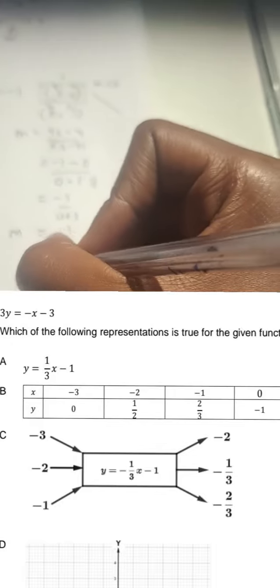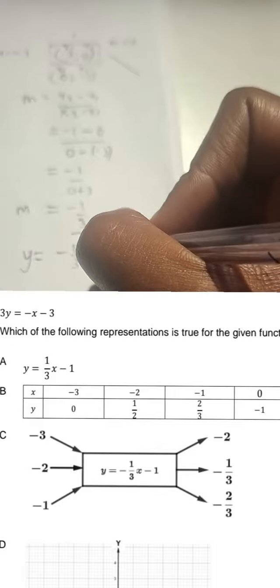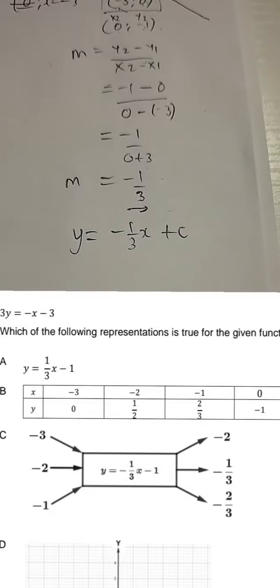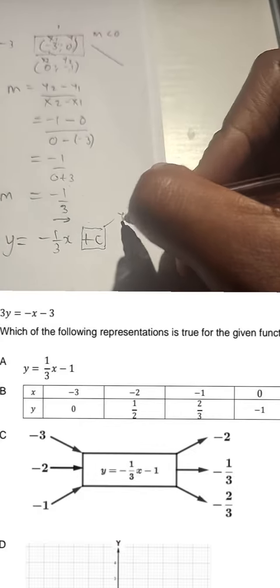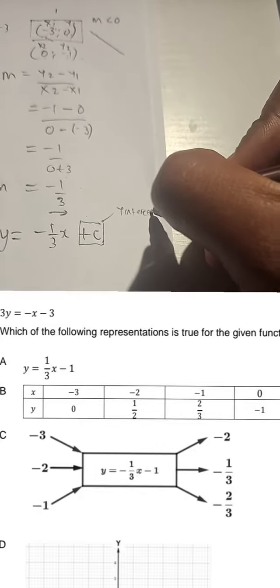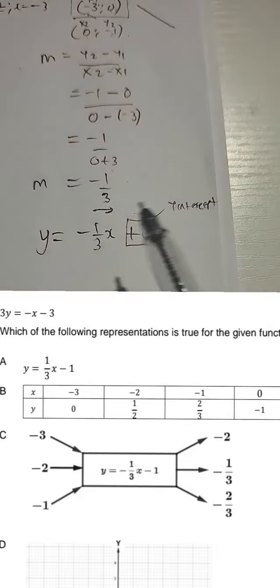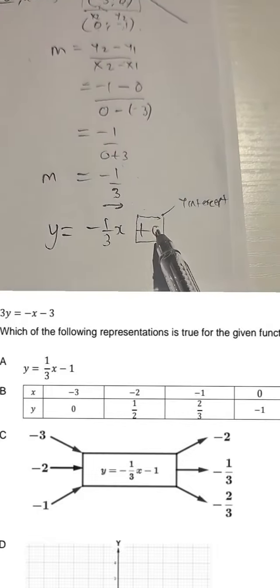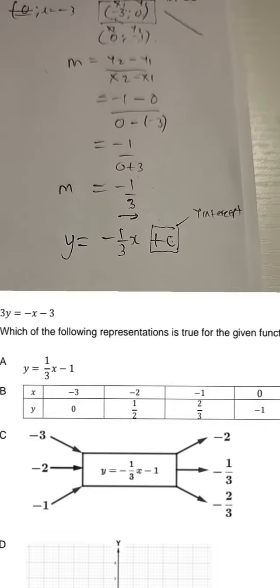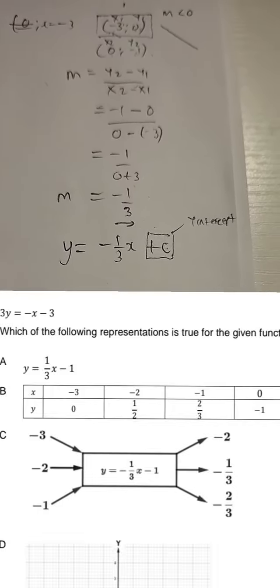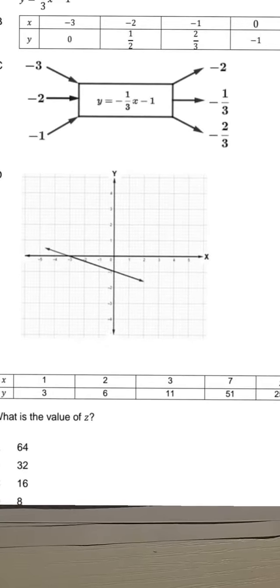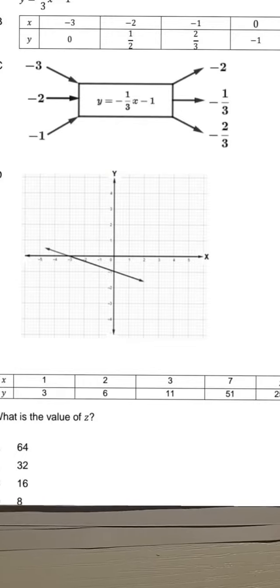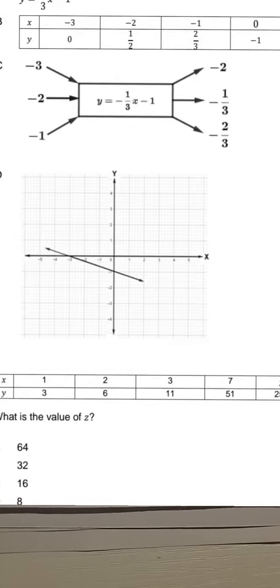Now we can write the equation in standard form. And remember, what is this? C. C is the y-intercept. This is the y-intercept. And remember, guys, y-intercept is where the graph cuts the y-axis. So if we go to our function, where does the graph cut the y-axis? It cuts it where y is equal to -1.